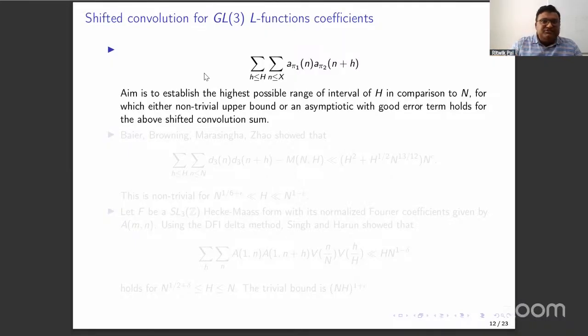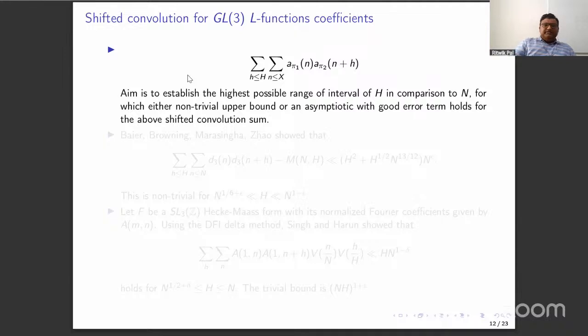So the idea is to get a non-trivial estimate for this shifted convolution sum, so that this range of h is as big as possible compared to n. Here there's a typo: I should have written n instead of x in the shifted convolution sum. So the aim is to get a cancellation for the shifted convolution sum such that the range of h is as big as possible compared to n.